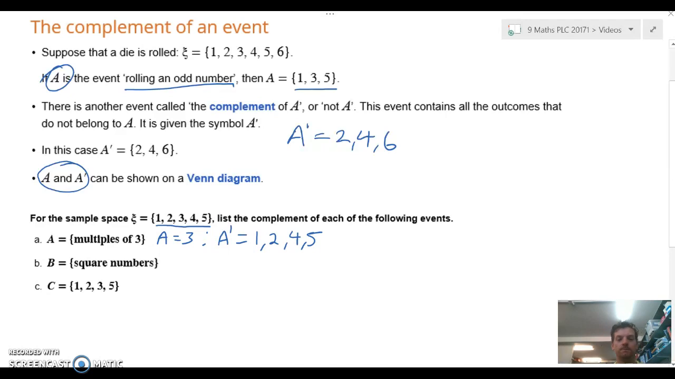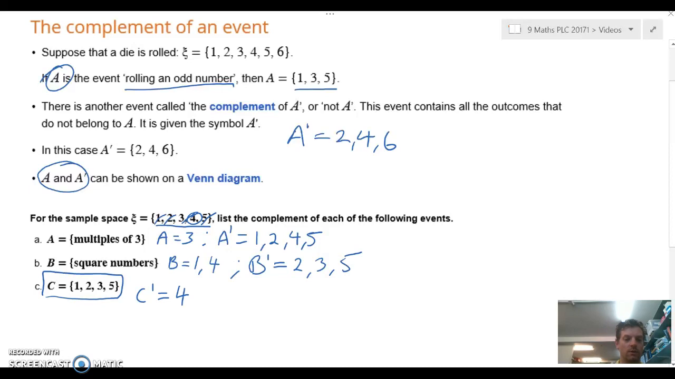Okay, pretty simple. Again, if we have a look at B, what we're going to do is list what B is. B is squared numbers. So in this data set we've got 1, which is a squared number, and 4. That means everything left over, the complement of B, is going to be 2, 3, and 5. For our last one, we've got our C event listed, and the complement of C is going to be, well, we've got 1, 2, 3, and 5, so the one that C is not is 4.